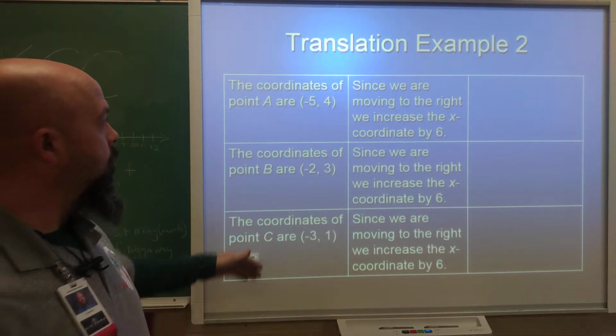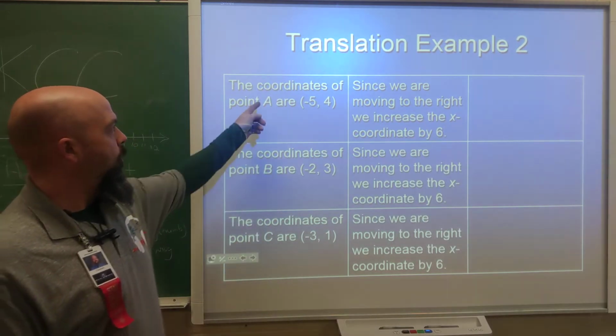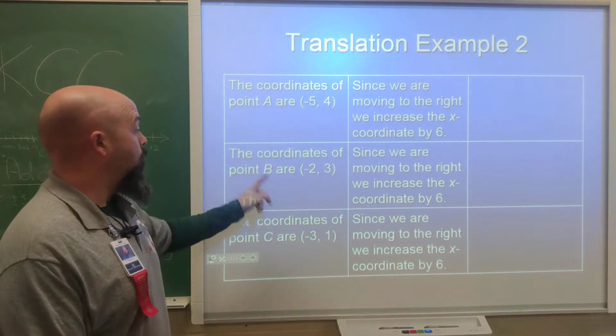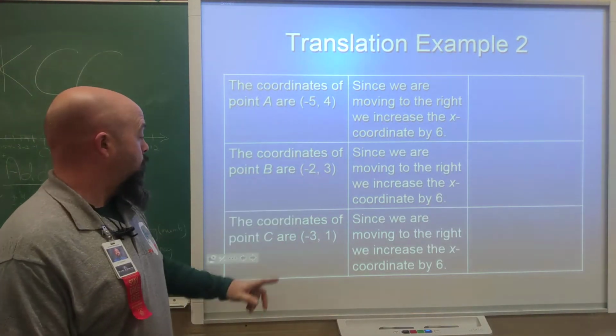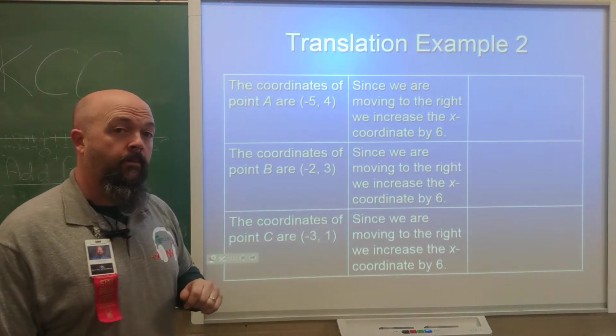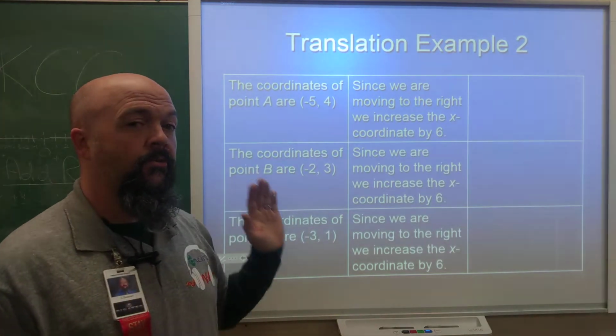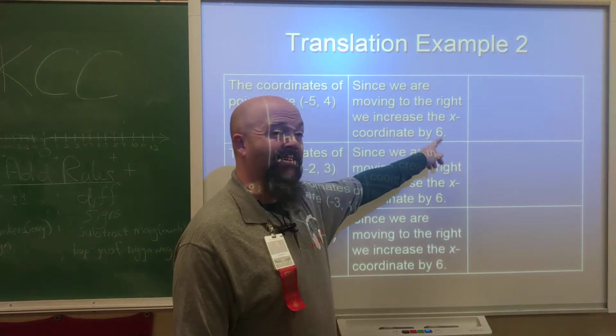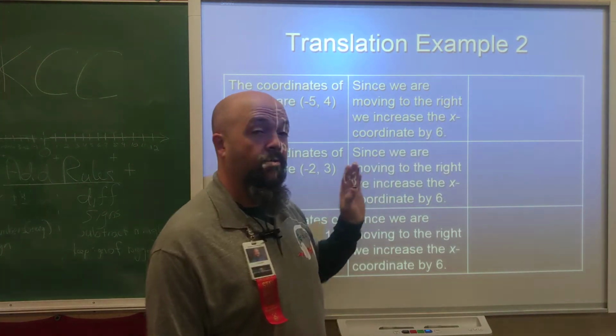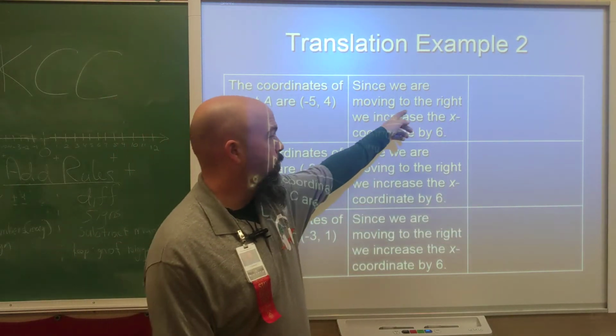So, this triangle has been broken into 3 points. We have point A at -5, 4, point B at -2, 3, point C at -3, 1. We're translating this whole triangle 6 units to the right. We're going by 6, and it's an X, so it tells us we're moving to the right. Also, the instructions say moving to the right.